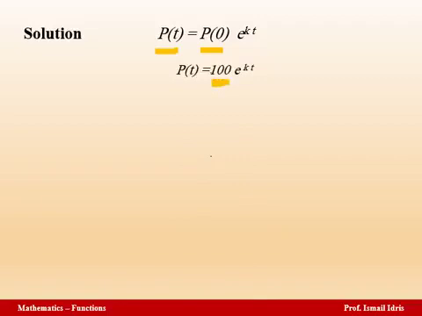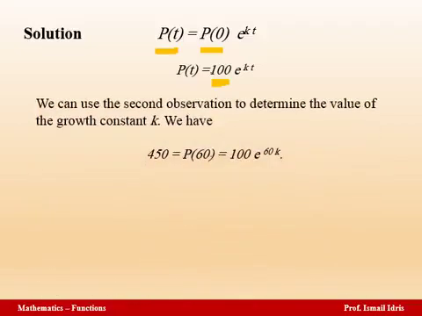Next, we need to find k. So we use the second observation to determine k. What is the second observation? We have 450 cells at time t equals 60. So B of 60, the number of cells when t equals 60, is 450, and you put t equals 60 here. So 450 equals 100 e to the power 60k. This is an equation, and you have one unknown, which is k.